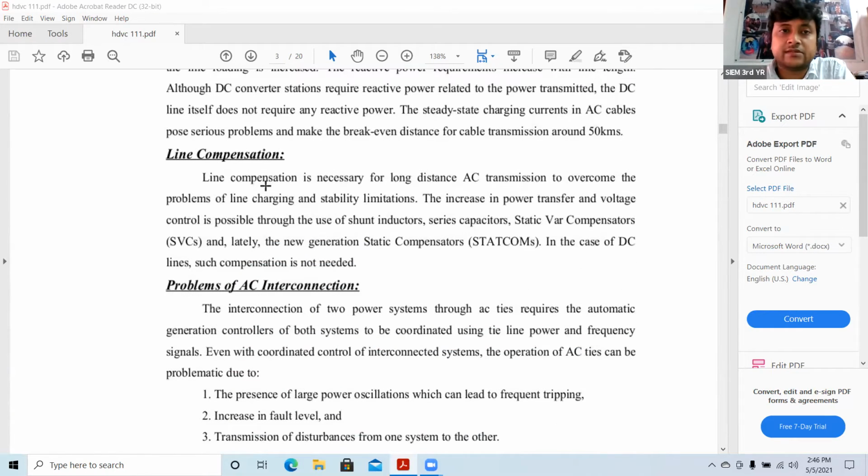Now, for line compensation: line compensation is necessary for long distance AC transmission to overcome the problem of line charging and stability limitation. The increase in power transfer and voltage control is possible through the use of shunt inductor, series capacitor, static var compensators, and lately the new generation static compensator, that is STATCOM. In the case of DC line, such compensation is not needed.